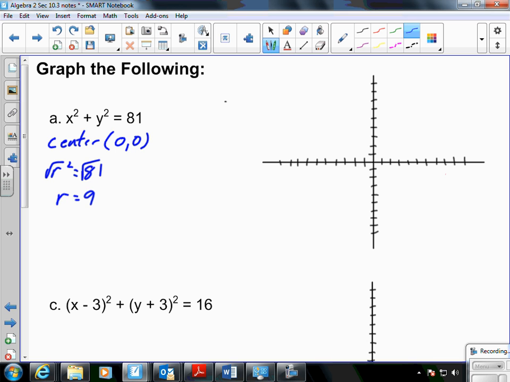So I've got a center at 0, 0 at the origin, and then a radius of 9. So that circle is going to go out 9 in all directions. 1, 2, 3, 4, 5, 6, 7, 8, 9. 1, 2, 3, 4, 5, 6, 7, 8, 9. 9. And 9.